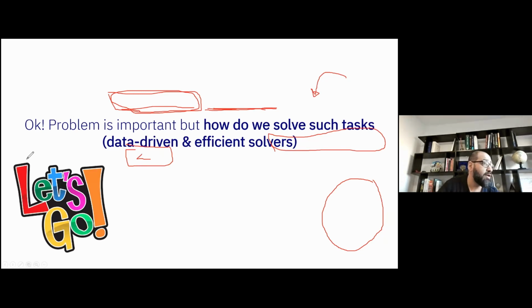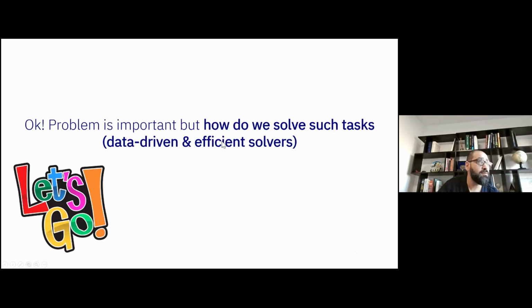Okay, so now I hope I convinced you that this problem is important. It's actually applicable beyond hyperparameter tuning. I'm happy to take any questions now, before we go into how we're going to solve these problems. Are there any questions?